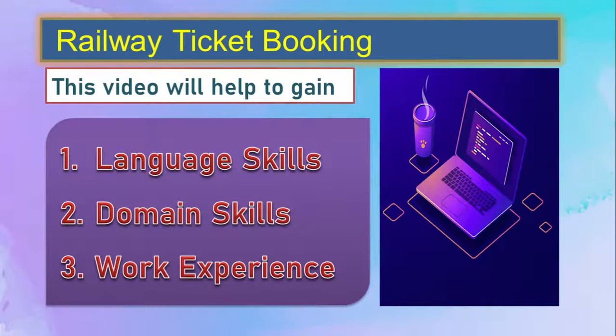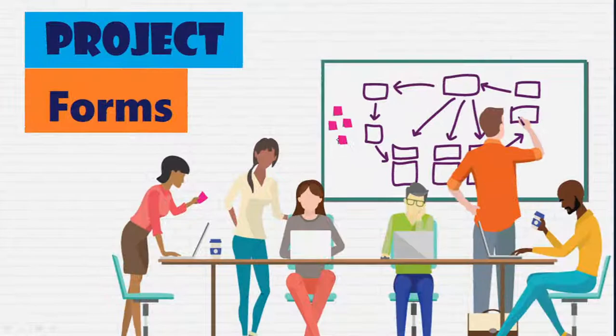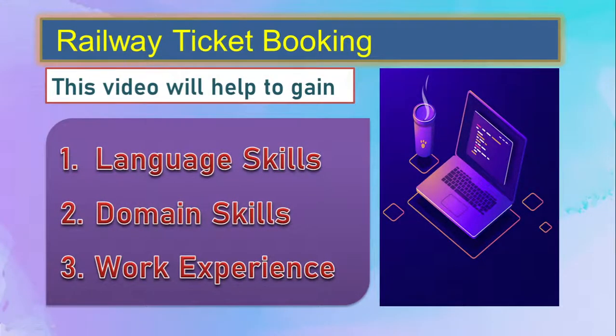From this video, what are the things you gain? One is language skills. Here we're talking about Visual Basic, so you should understand how to make the project in Visual Basic. And domain skills. Domain means you need to understand how railway works. Because it's not only programming; unless you know how railway ticket booking works, it's very difficult to make the complete project. Therefore here we try to explain what things we need to add in this project, what forms are required, and how to design them, so that you'll gain knowledge of how this whole concept works.